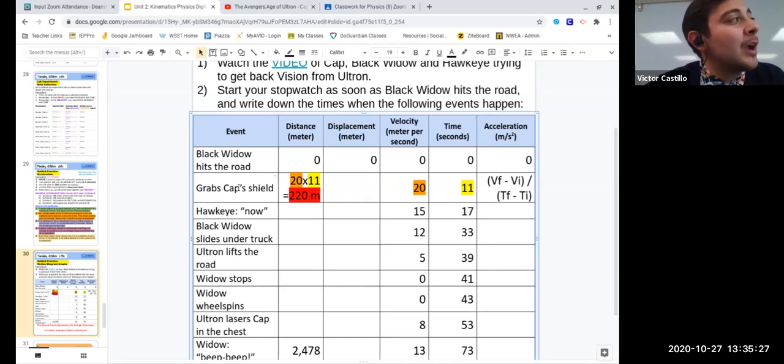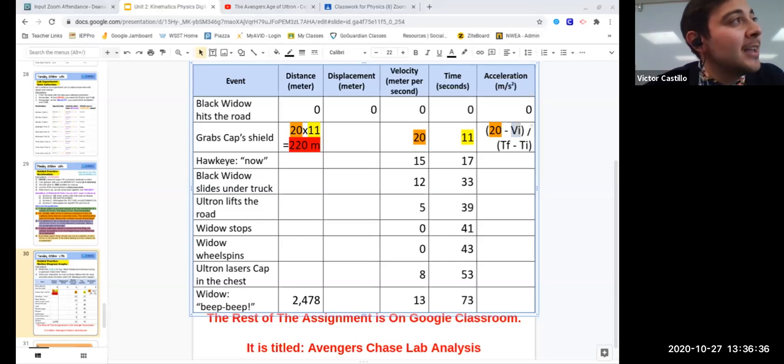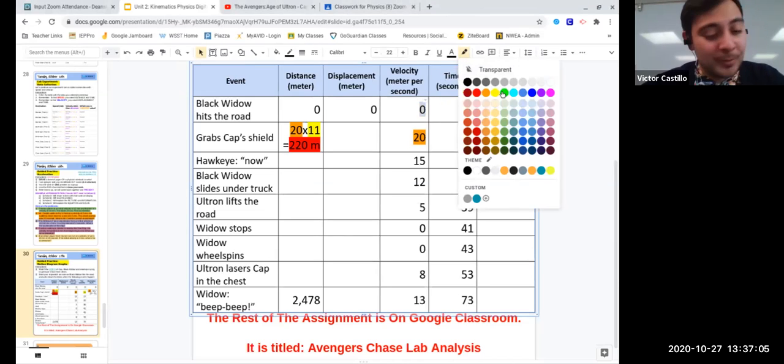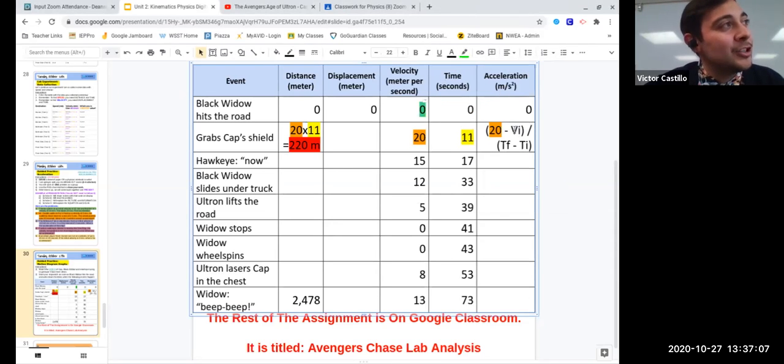So when Black Widow grabbed Captain America's shield, what was her final velocity? At what speed was she traveling? So once again, the final velocity was 20 meters per second because when she grabbed Captain America's shield, that was her final velocity. So what was her initial velocity? What was the velocity she started off with? It's 0, everyone. Her initial velocity was 0. She started at 0. She ended at 20 meters per second.